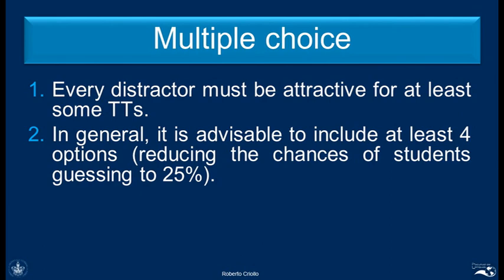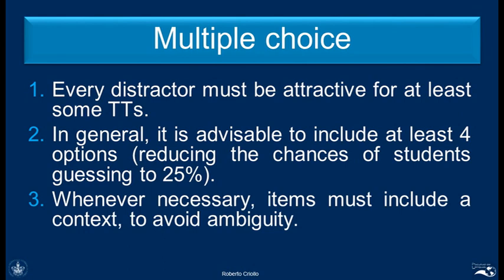Because remember that with multiple choice, these students are going to try to guess. If there are two options, they have 50-50% chances of guessing the answer. If there are four options, the chances of the students guessing goes down to 25%. And of course, if you have five, it's even better because then their chances for guessing go down to 20%. Finally, whenever it is necessary, the items must include a context to avoid ambiguity.